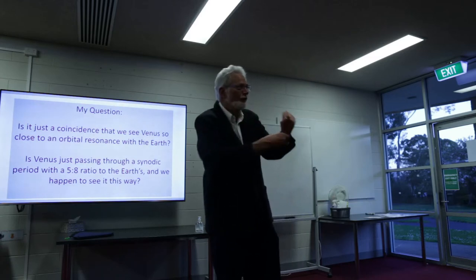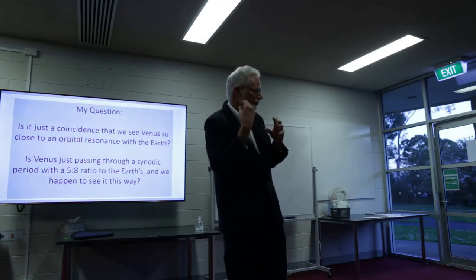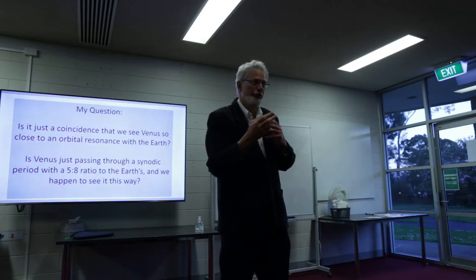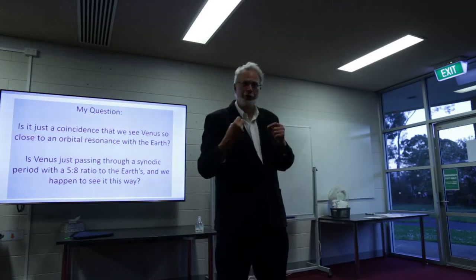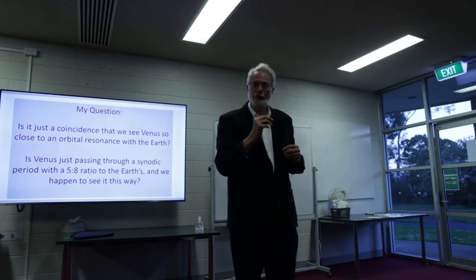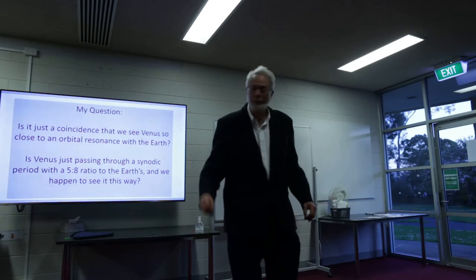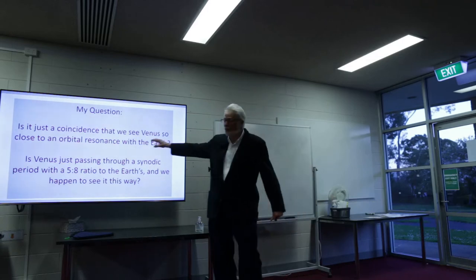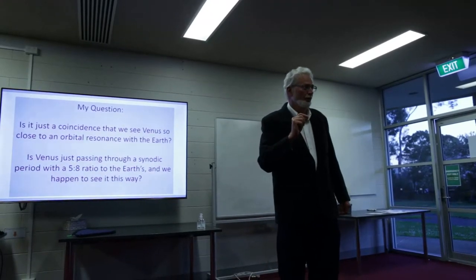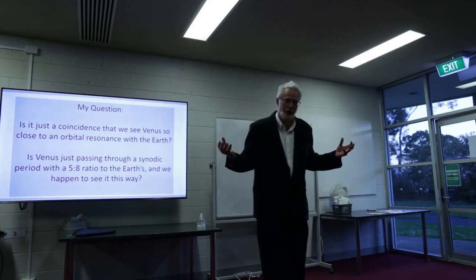That is to say, there is an 8-5 resonance between Venus's synodic period, that is the period we see it going at relative to the Sun, and the Earth's orbital period, so that every 8 years it comes right back to where it was 8 years before. Questions on that? Because that's really what I mean when I say, is it just a coincidence that Venus is so close but not perfectly on an orbital resonance? Questions on that? Because I want you to get what I'm talking about here. Yes.